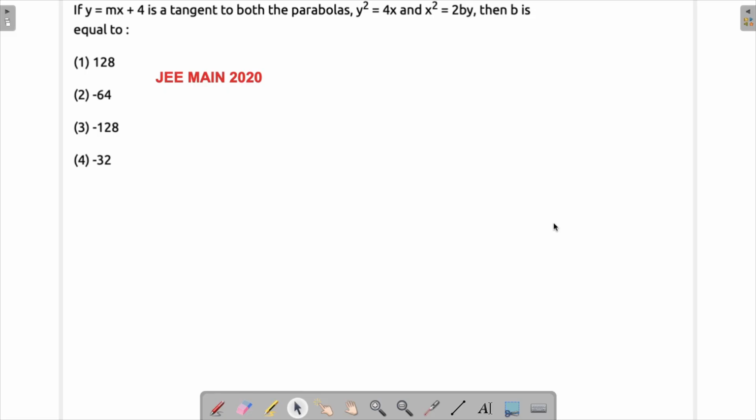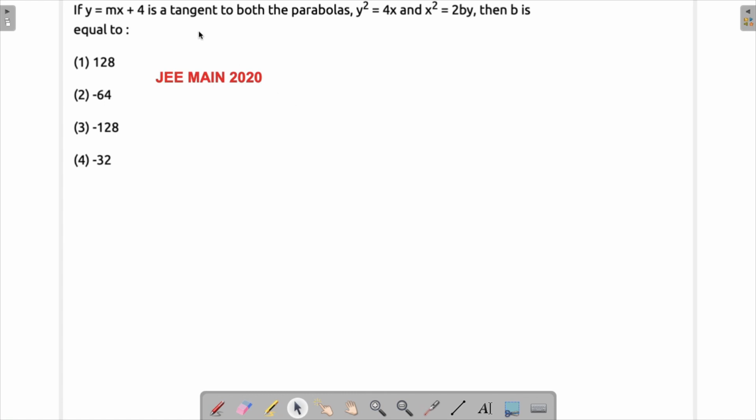All right, so we are trying to solve another problem from JEE Main 2020. In this question, there is an equation of a line which is given. The condition is saying that this line is actually tangent to both the parabolas, y square equals to 4x and x square equals to 2by. So we need to find out the relation of b, as in what is the value of b.